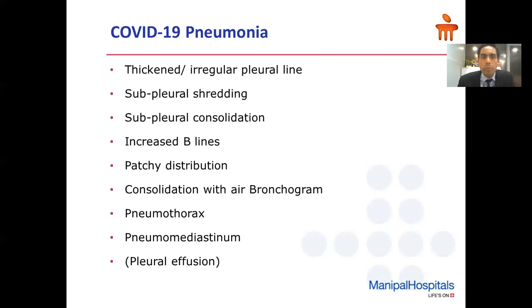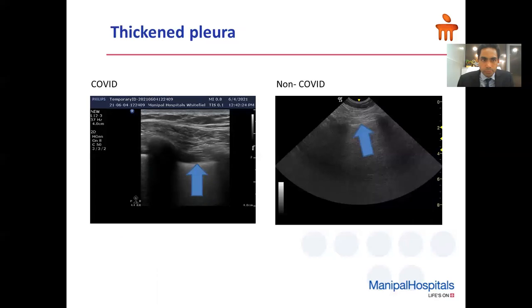Now, just briefly about COVID pneumonia. These are the changes you will see with lung ultrasound in a patient with COVID: thickened irregular pleural line, sub-pleural shedding, sub-pleural consolidation, increased B lines, patchy distribution, consolidation with air bronchogram, pneumothorax, pneumomediastinum, and I put pleural effusion here, even though, according to evidence, about 20 to 30% of the patients with COVID pneumonia might have pleural effusion. In our experience, especially in the second wave, not even a single patient had pleural effusion because of COVID pneumonia. If they have a pleural effusion, it is mainly because of circulatory fluid overload or some other pathology.